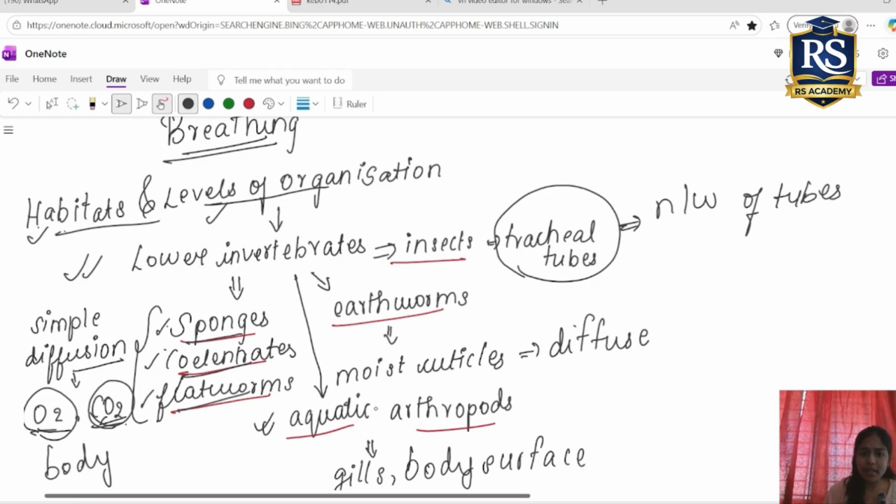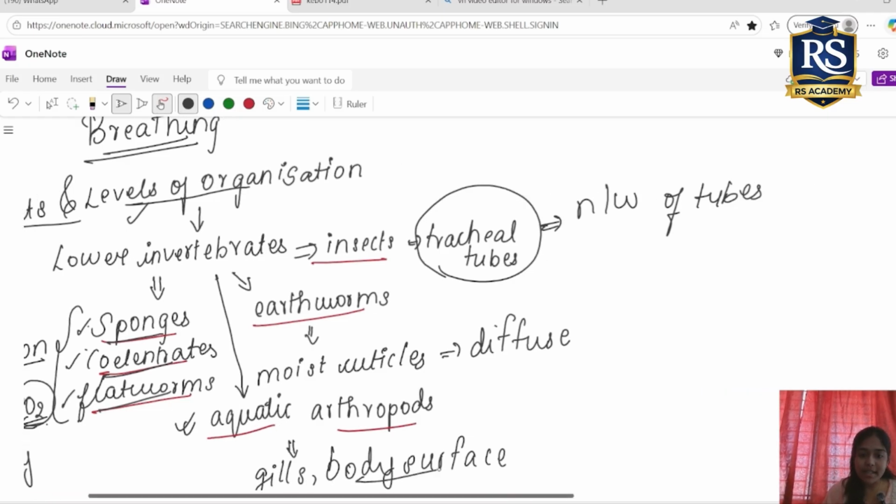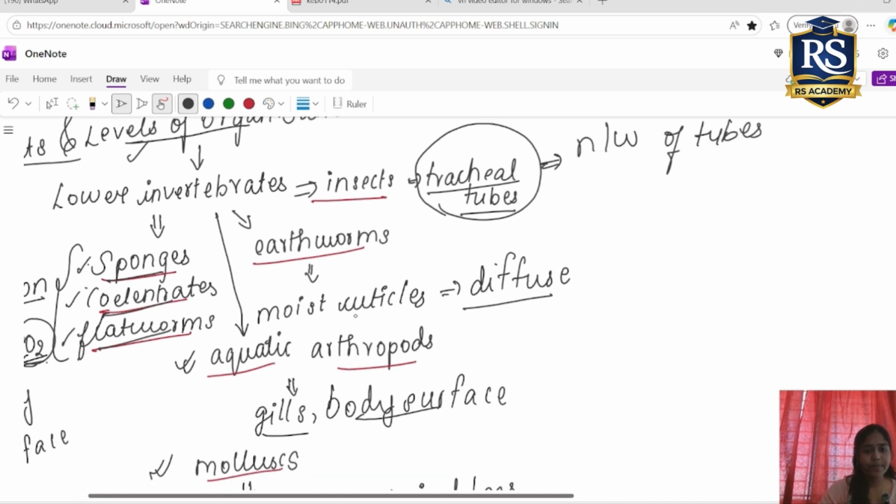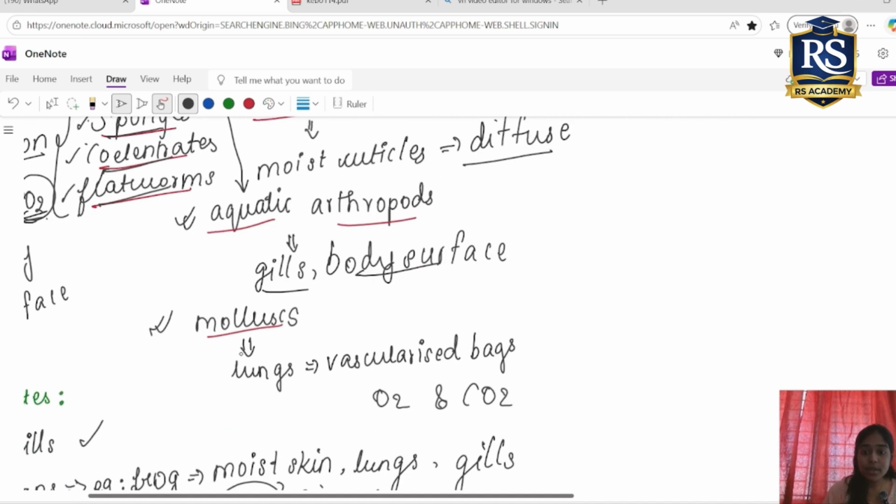And then come the aquatic arthropods. What do aquatic arthropods do for breathing? They use their gills or their body surface for breathing. And then comes the earthworm. Earthworms breathe through their moist skin, which allows easy diffusion of gases. And then the insects. Insects respire through a network of tubes called tracheal tubes. Tracheal tubes are a network of tubes used for the transportation of gases throughout the body. And then mollusks. Mollusks breathe through their lungs. These lungs are like vascularized bags and help in the inhalation of oxygen and exhalation of carbon dioxide.